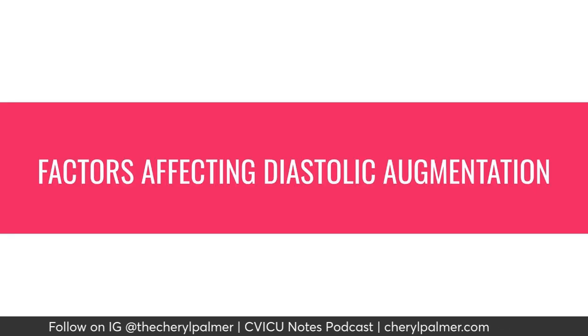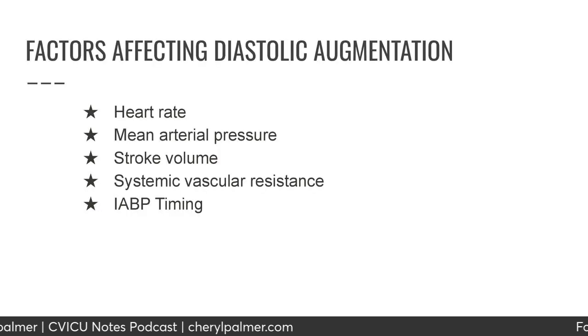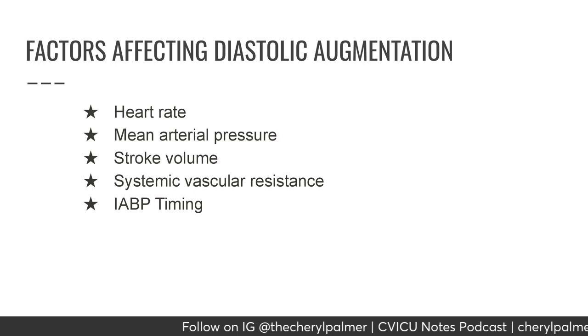Factors affecting diastolic augmentation: heart rate, mean arterial pressure, stroke volume, systemic vascular resistance, and IABP timing.